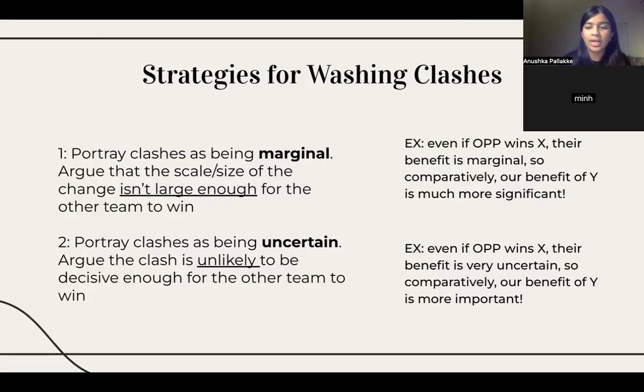Also, you can use the weighing term probability. You can talk about how even if op wins X, their benefit is very uncertain or is not likely to happen in the future. So comparatively, our benefit of Y is much more important.